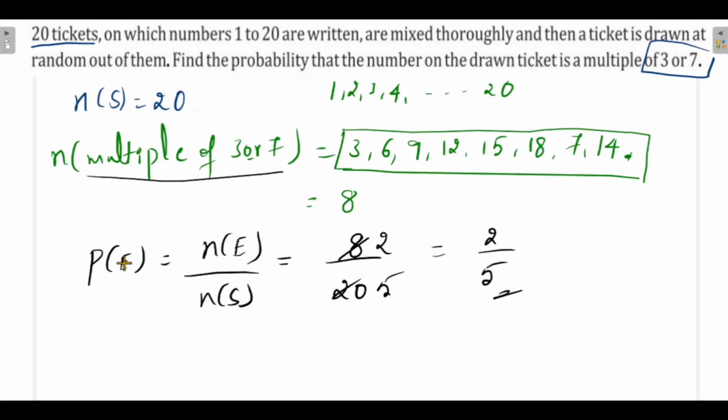This completes problem number 2. In the next video, let us solve some more tricky questions on probability chapter.